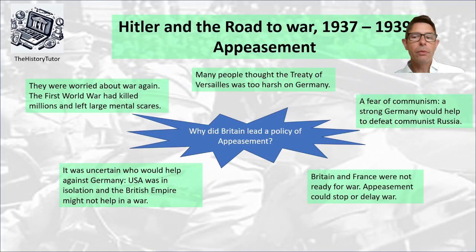Britain and France were not ready for war, so appeasement could delay or stop war altogether, and give time for preparations. And finally, it was uncertain who would help Britain and France. Would the USA leave its isolation to help Britain and France against Germany? Would Russia help? And obviously, would the British Empire or the French Empire be strong enough to help in war?